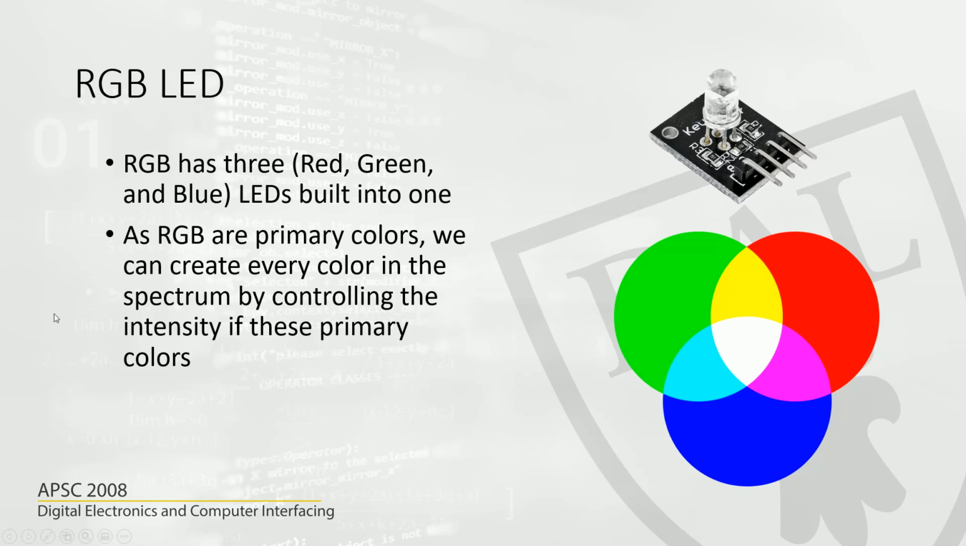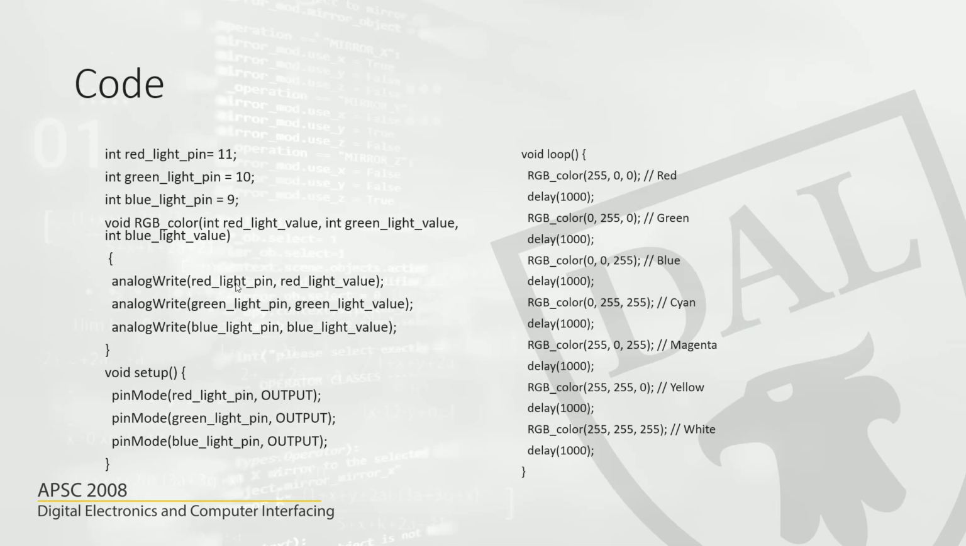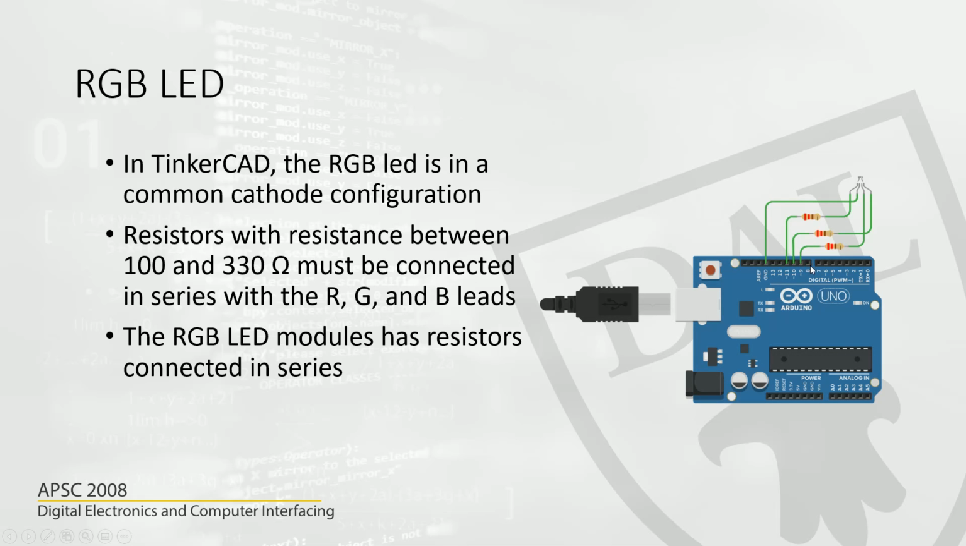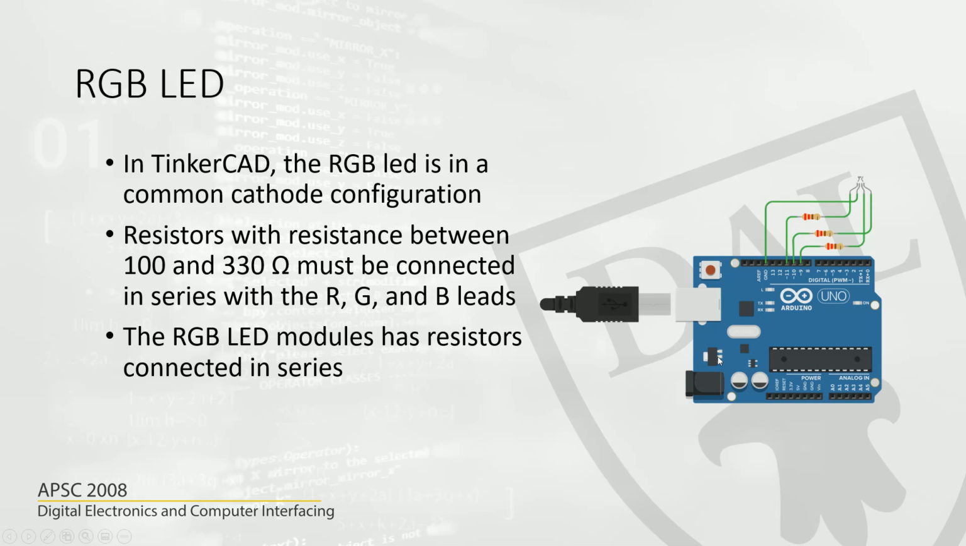So here we go to the Tinkercad evaluation. If we have something like this, you will have to connect resistors of something around 220 ohms in series with these leads, so that you reduce the current that is flowing through the LED. And these are the current limiting resistors, as you already know. You can connect anything between 100 to 330 ohms. So this is a typical circuit.